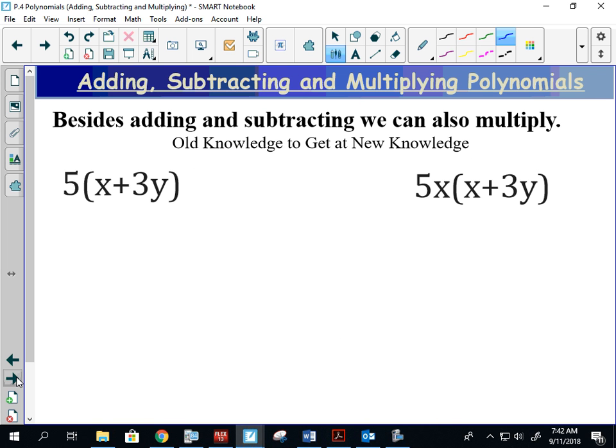We've done addition and subtraction. We're just working our way through the operations that we did with numbers. In grade school, you learned how to add and subtract, then you did multiply and divide. We're doing the same thing with polynomials here. We know how to add, we know how to subtract. Now we're going to talk about multiply.